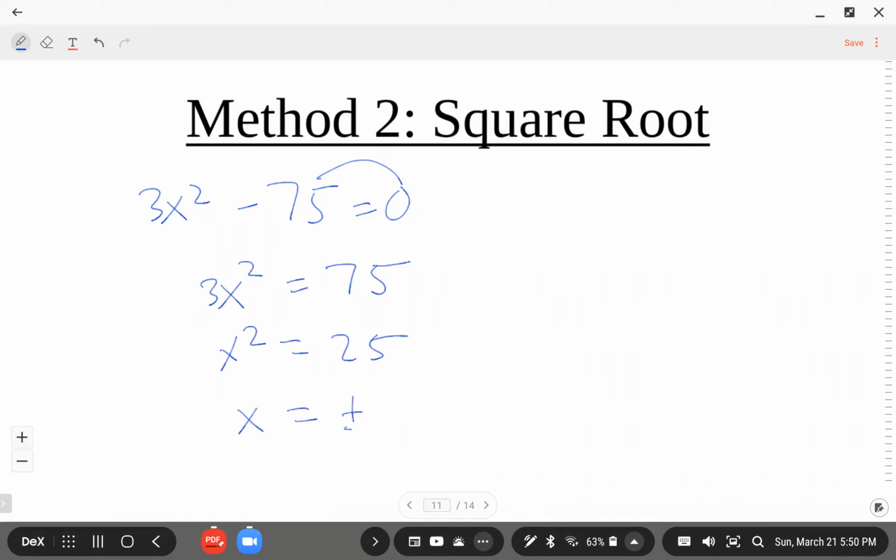X equals plus or minus 5. Two solutions. Okay, and that will be it for this one. But be mindful of one thing.